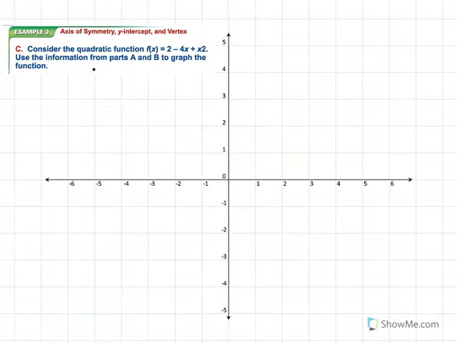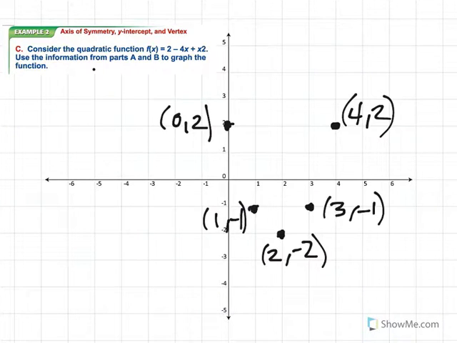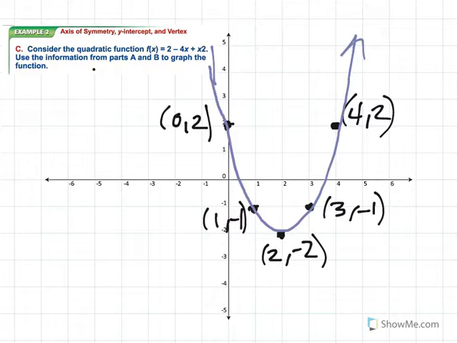So from here, with these 5 points, we should be able to get a pretty good looking graph. So if we think about everything that we found from A and B, we should be able to make a pretty good looking graph. So I went ahead and plotted the points. So now we're going to draw this nice smooth curve as best as I can. And there's your graph.